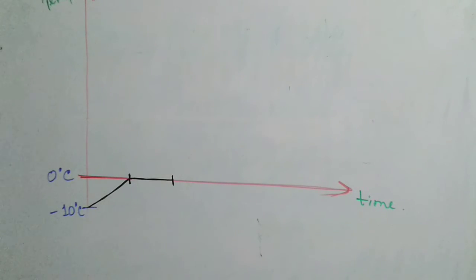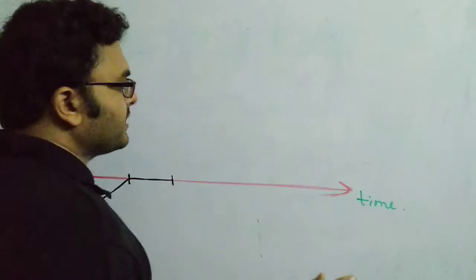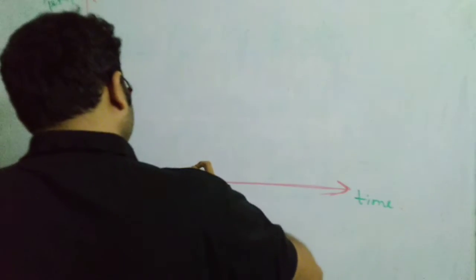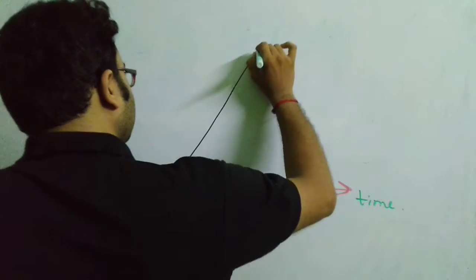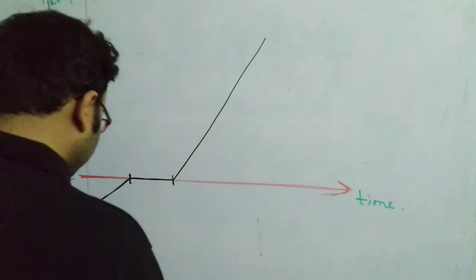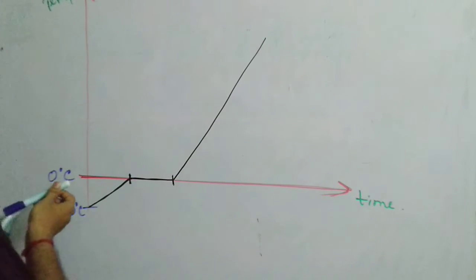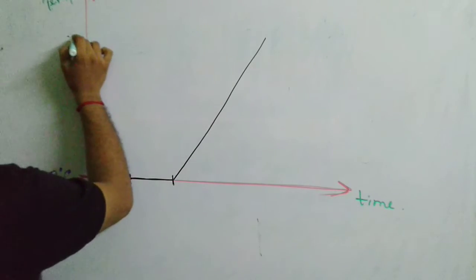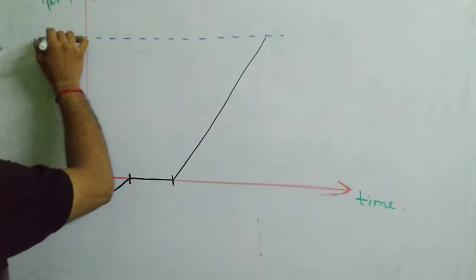Up to this point, the ice has completely melted into water. From this point the graph will start rising again, because the whole ice has been converted into water. The temperature of water rises slowly as we heat it, and with time the temperature increases. It will keep on increasing up to the boiling point of water. Say this is 100 degree centigrade, the boiling point of water.